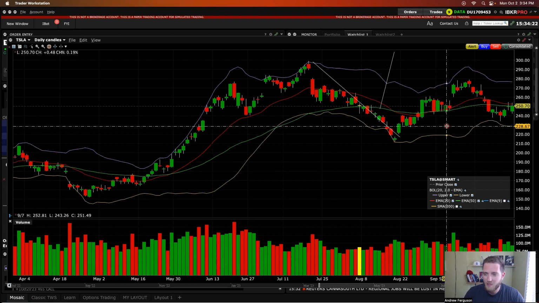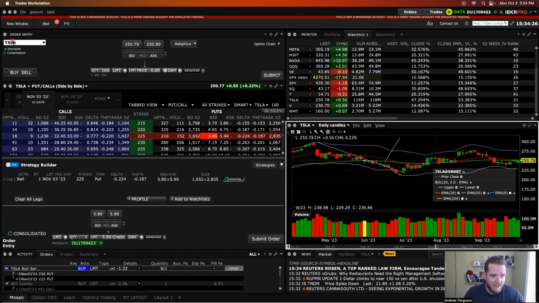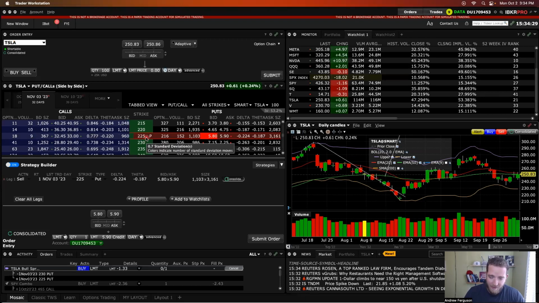So if I go down to the 225 area, that's where that Bollinger Band is. So I can look on my option chain and say, okay, 225, that's outside the standard deviations as well. So I'm comfortable with that area. That is my place to put the short put, or sell that put, 225.